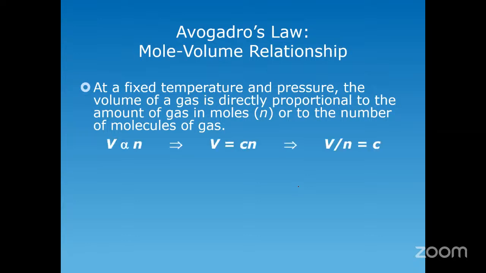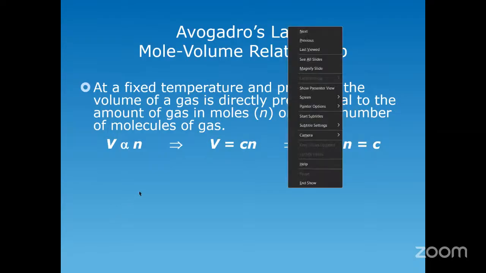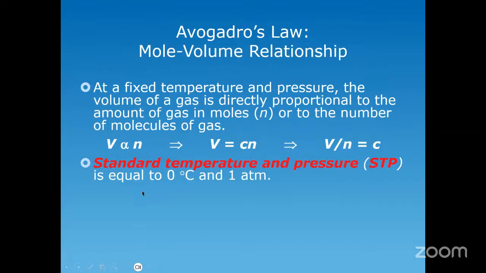So there are different ways of expressing it mathematically. We can say that the volume is directly proportional to the number of moles, or the volume is equal to a constant times the number of moles, or the volume over the number of moles will be a constant. Or another way of expressing it is V1 over N1 is equal to V2 over N2, right? So those are just different ways. This is the most useful way actually, right?